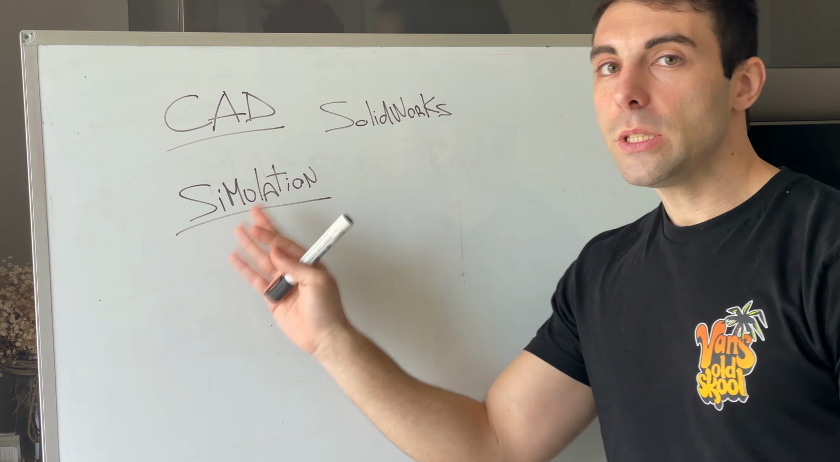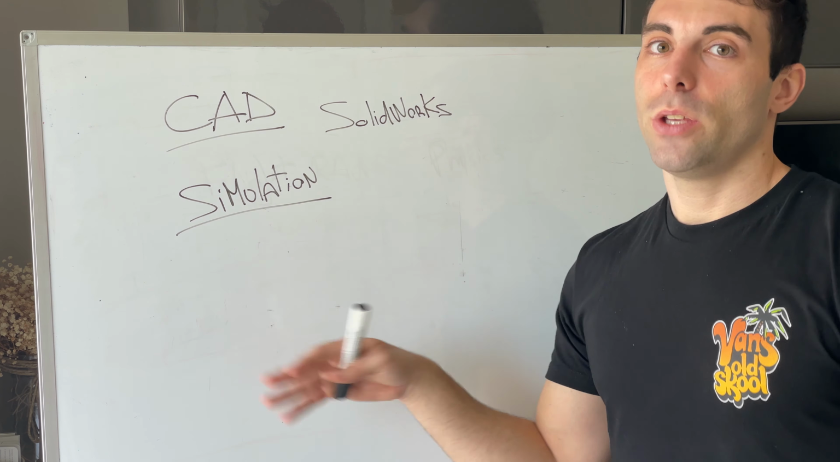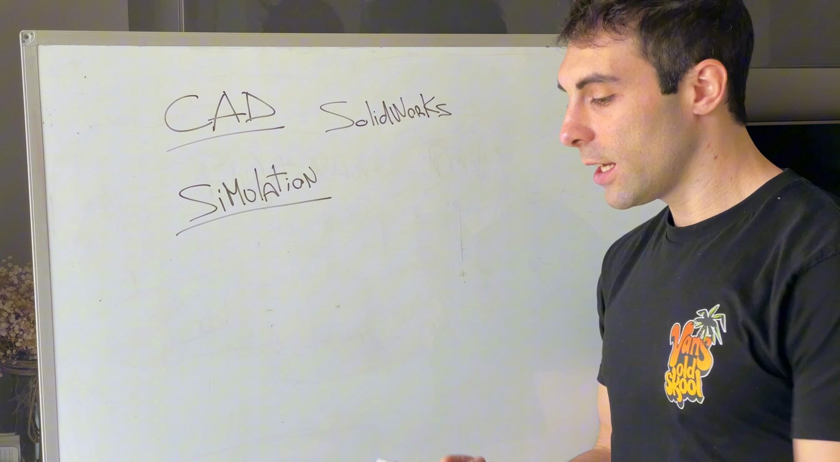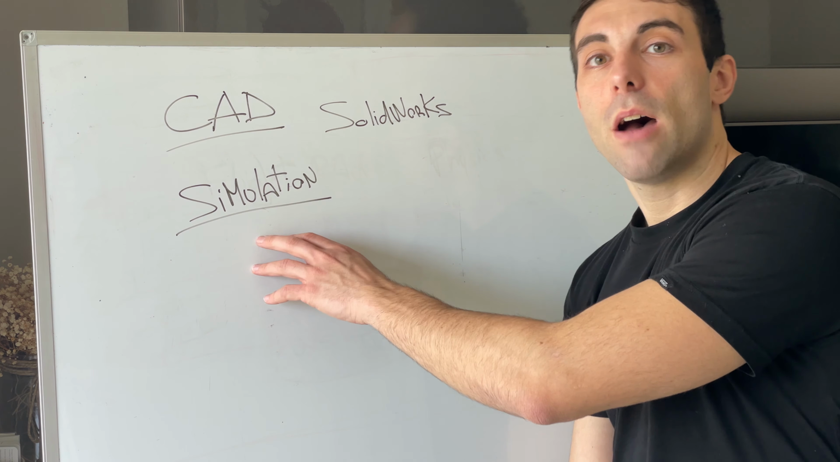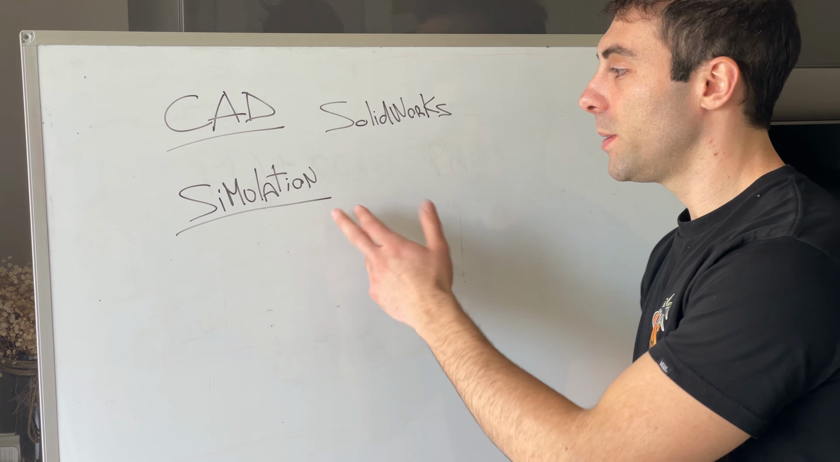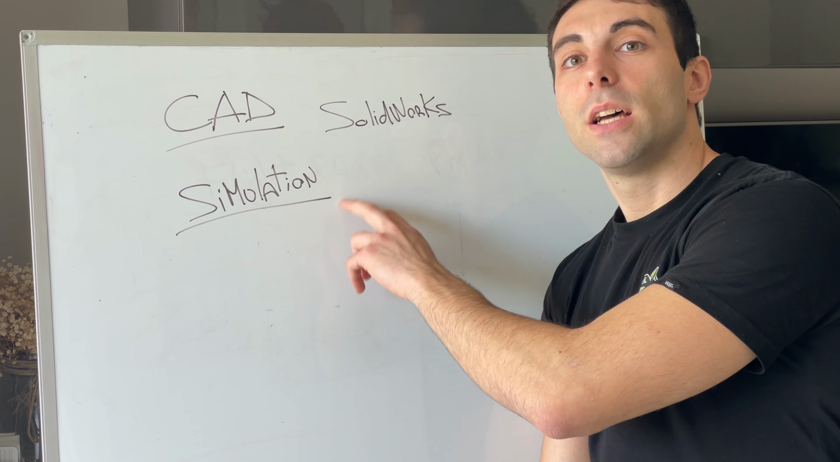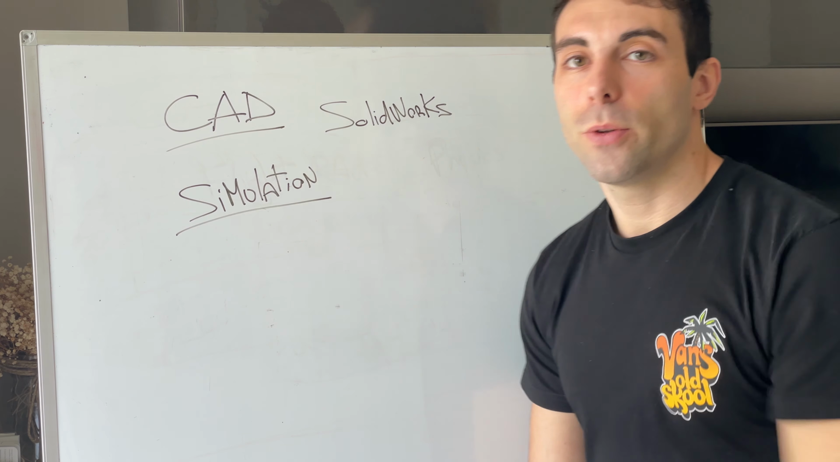So there are multiple types of simulation that you can do as an engineer. You can do mechanical, you can do aerodynamics. For this specific video, I'm gonna talk about aerodynamics, which is my area of expertise. So we're gonna talk about CFD simulation, computational fluid dynamics.